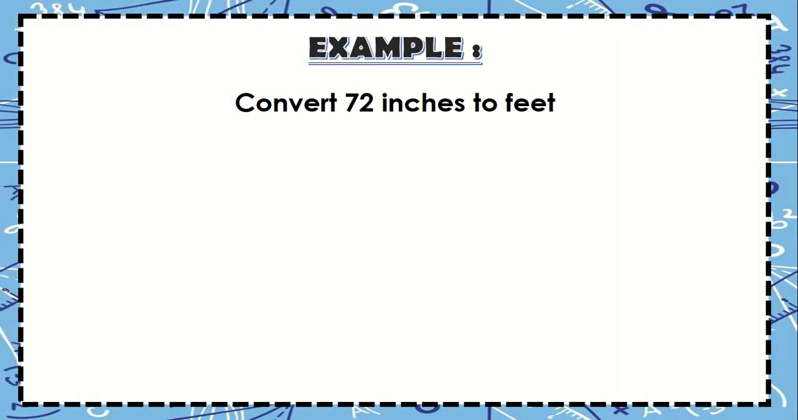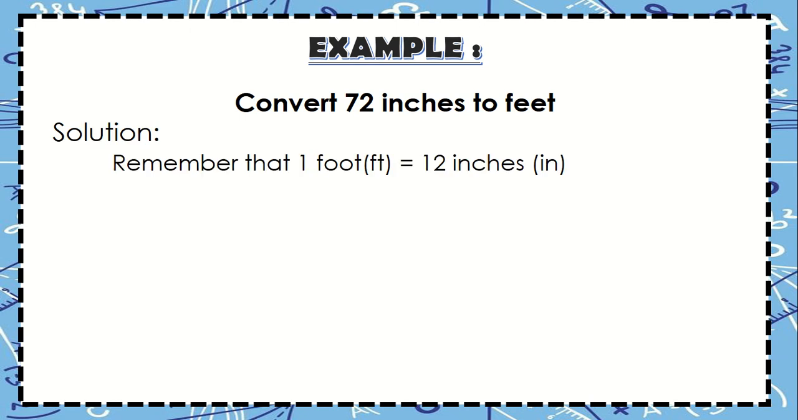Example, if you were asked to convert 72 inches to feet, remember that 1 foot is equivalent to 12 inches. So, 72 inches times 1 foot over 12 inches. Kakancel natin ngayon yung inches natin na unit. Therefore, feet na lang ang natira na unit kasi yun yung hinahanap natin. 72 times 1 foot will give us 72 feet over 12. 72 divided by 12 will give us 6 feet. So, 72 inches is equivalent to 6 feet.